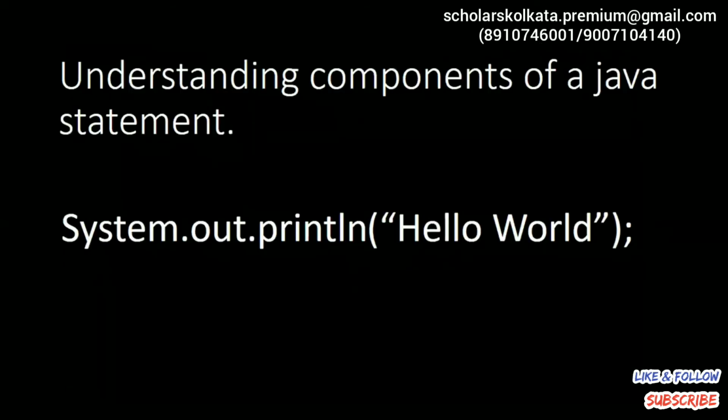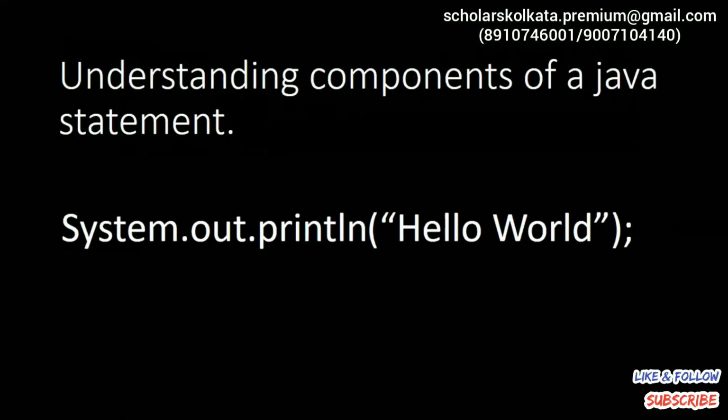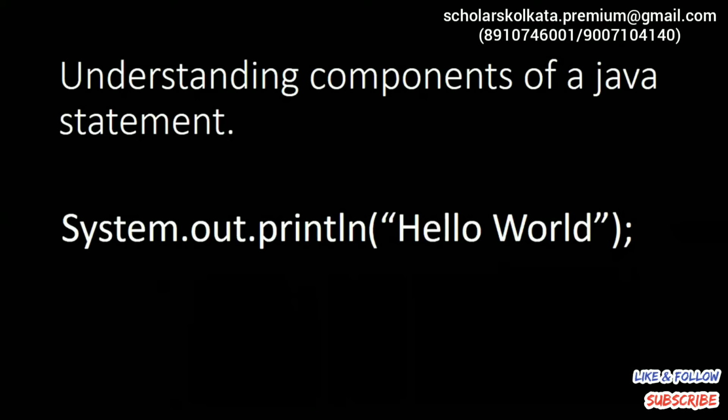So let us understand the components of a Java statement. System is a keyword, followed by a separator called dot, then out. For every student, I say that you don't have to understand each and every keyword of this Java component, because Java is a vast programming language and it's quite difficult to understand each and every keyword. In the process of learning, you will understand the different keywords. System, you can say, is a class, and inside it there is another component.